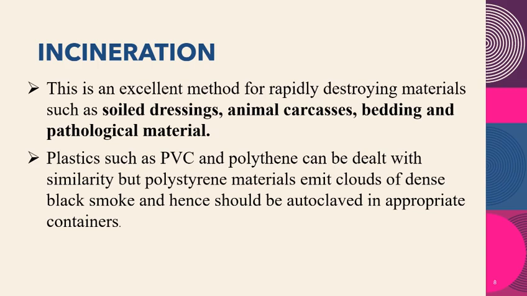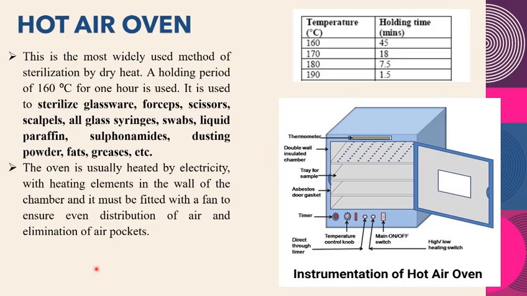The most widely used dry heat method is the hot air oven method. Here, materials like glassware, forceps, scissors, syringes, swabs, liquid paraffins, greases, and fats are sterilized for 1 hour at a temperature of 160 degrees Celsius usually. Or the other temperatures used are 170 degrees for 18 minutes, 180 for 7.5 minutes, and 190 degrees for 1.5 minutes.